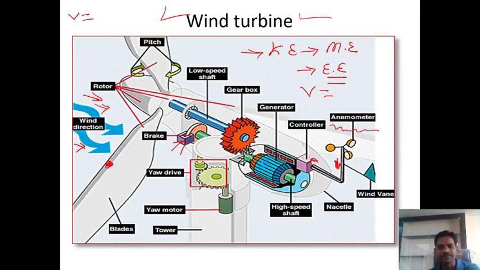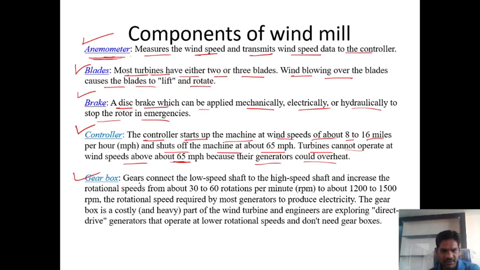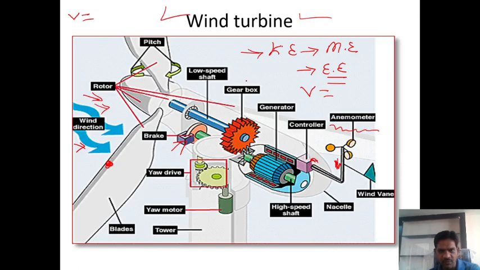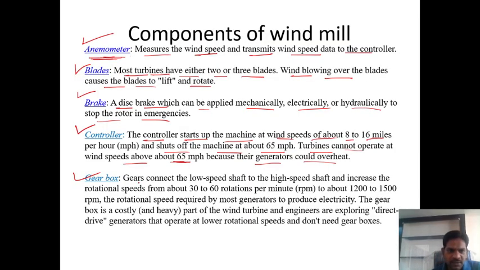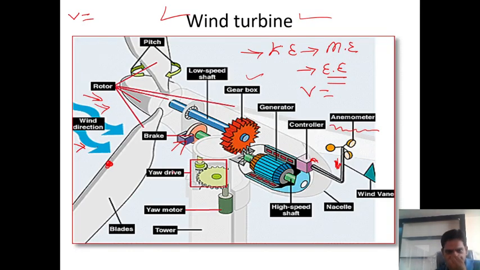Then another is the gearbox. This one is the gearbox function. The gear connects the low speed shaft to the high speed shaft, increasing the rotational speed from 30 to 60 rotations per minute to about 1200 to 1500 RPM. This is a very simple principle: low speed is converted into high speed, and this is achieved with the help of the gearbox, guys.